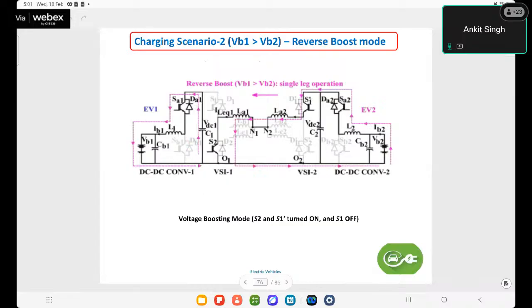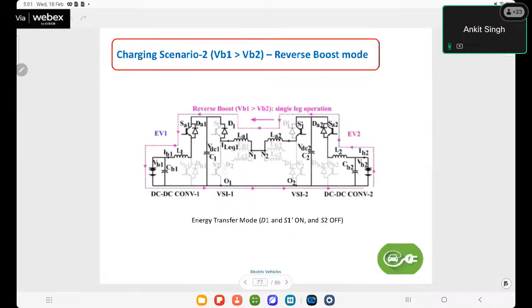Now I will come to the charging scenario with reverse boost operation. Again, in a reverse boost operation, the switch has to be operated in a PWM mode, and when switch S2 is off, it will transfer energy to the battery from VB2 to VB1.